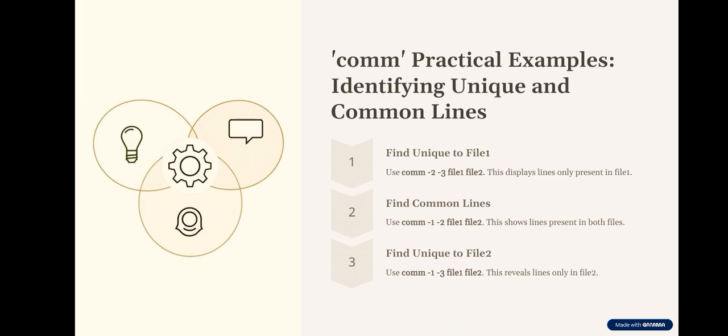Comm practical examples: identifying unique and common lines. In this, the first one is find unique to file 1, use comm -2 -3 file1 file2. This displays lines only present in file 1. Means it displays only lines unique to file 1.